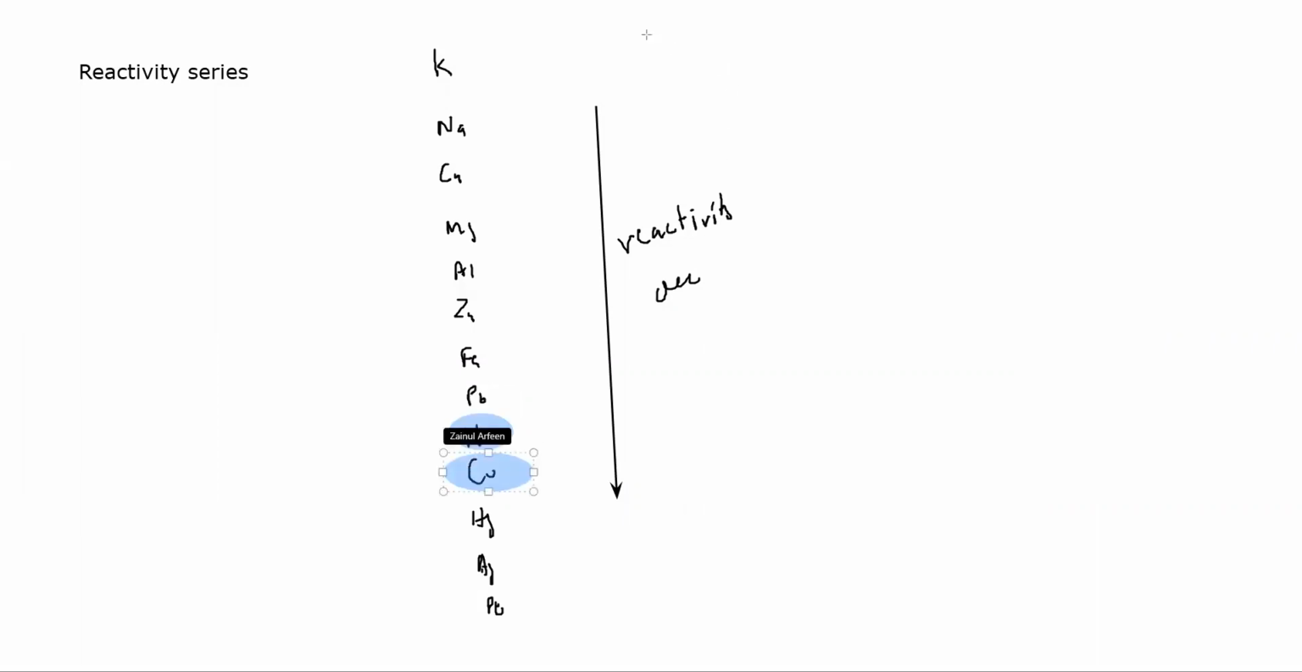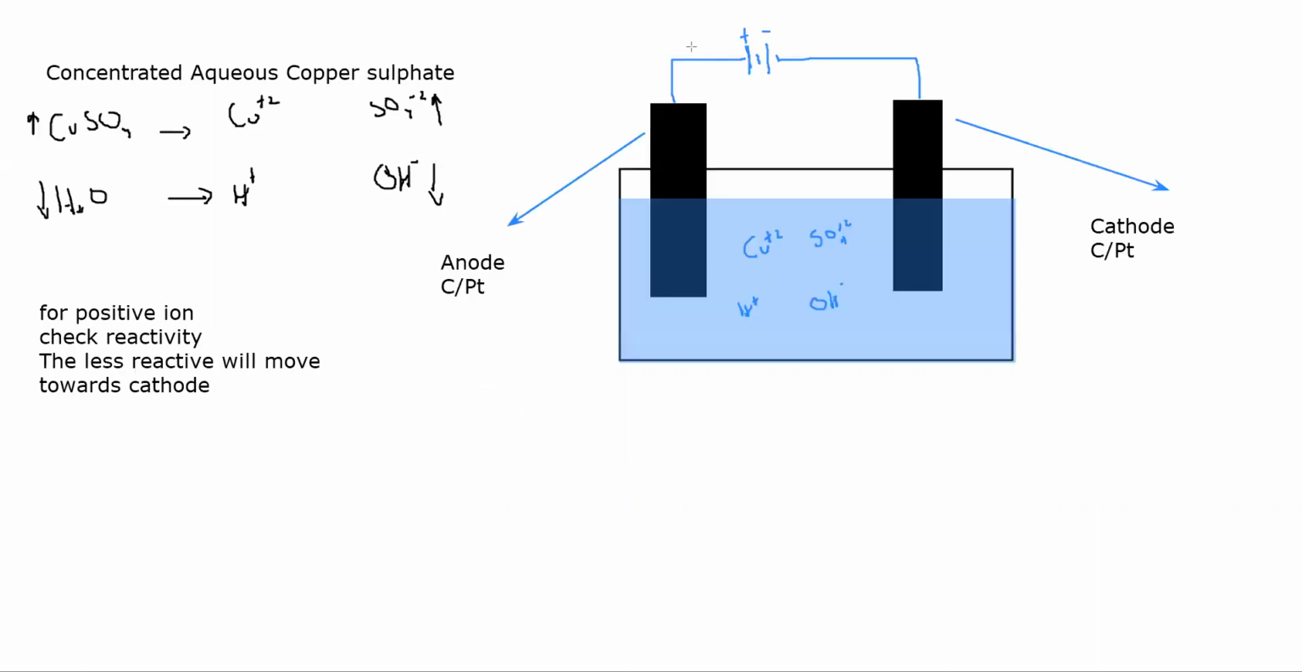Copper. Hydrogen or copper? Copper. Which one is less reactive? Copper ion. Copper ions are less reactive. So as the copper ions are less reactive, the copper ions will move towards cathode.